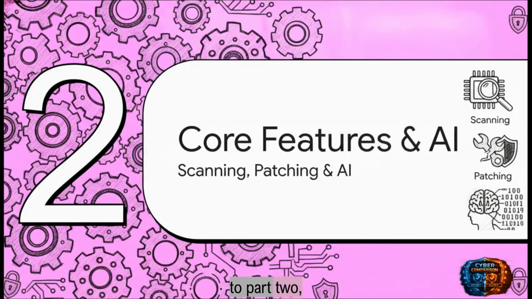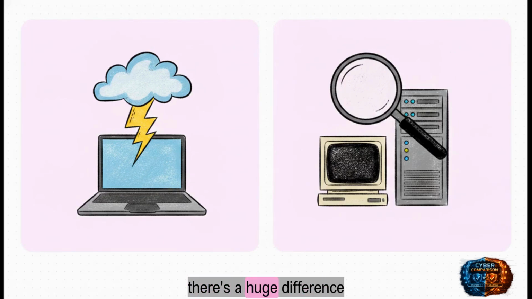Which brings us to part 2, core features and AI. So architecturally, there's a huge difference right off the bat in how these tools actually discover your assets. Qualys is all about speed. They claim up to 6 times faster detection using this single, incredibly lightweight cloud agent. It covers modern ecosystems beautifully.